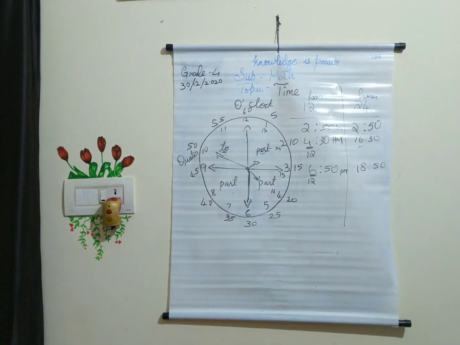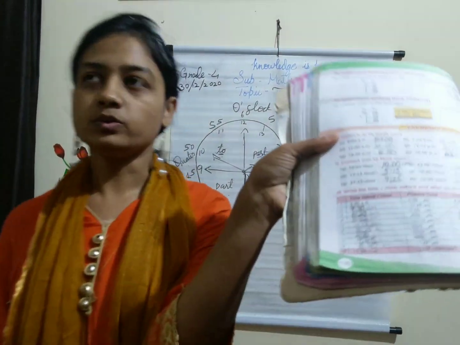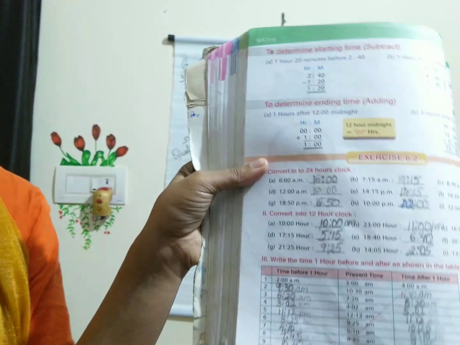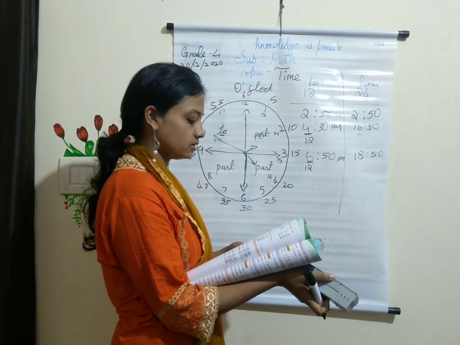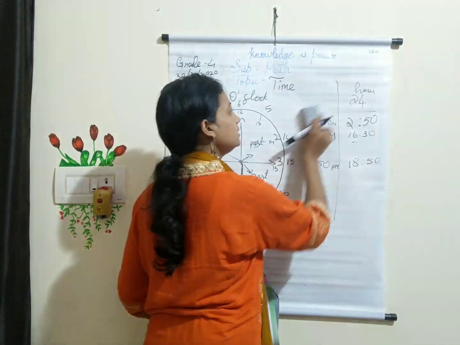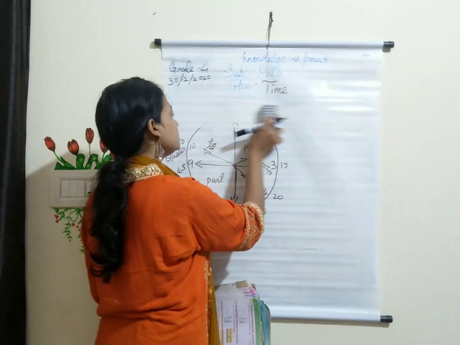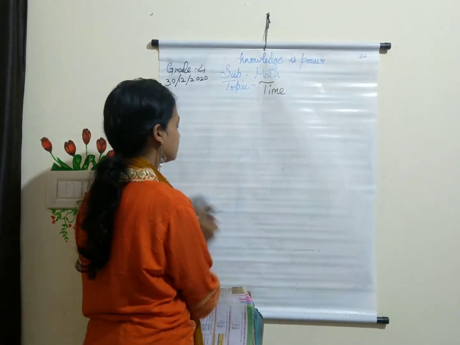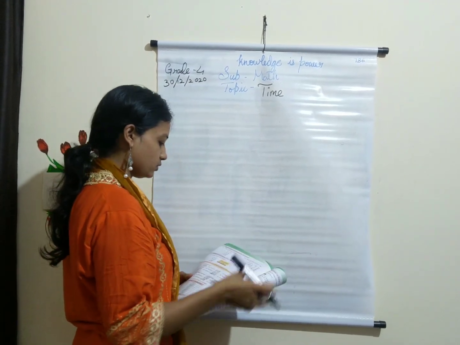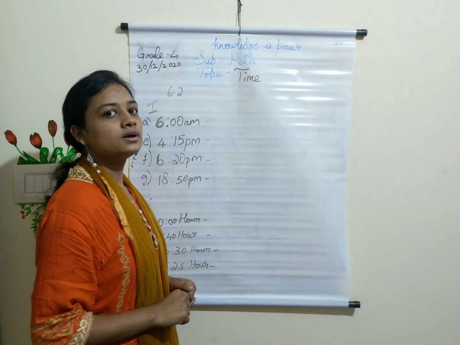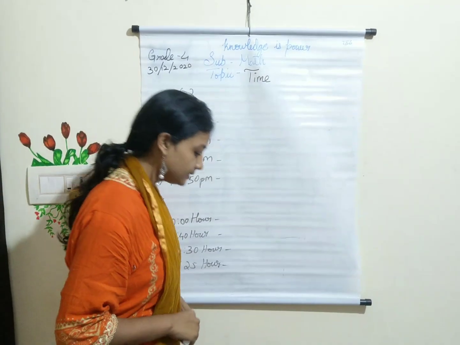So now let's go for the textbook exercise. I want everyone to take your textbooks, page number 130, exercise 6.2. The first one is to convert into a 24 hours clock. I have given it in 12 hours. You have to write it in 24 hours. So I'll be doing half of it and the other half you have to try out.